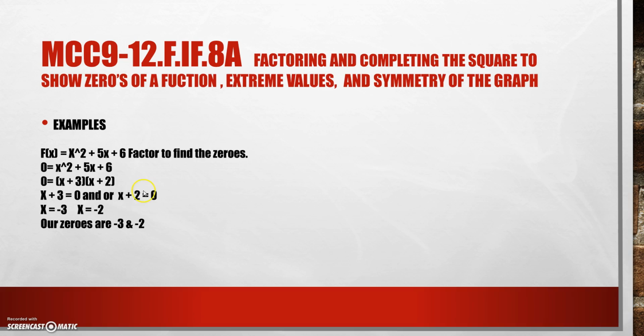Make each of them equal to 0. Now we just do basic algebra. Get x by itself, so we subtract 3 from both sides, and then we subtract 2 from both sides, and then we get x minus 3, and then x minus 2, and our zeros are negative 3 and negative 2.